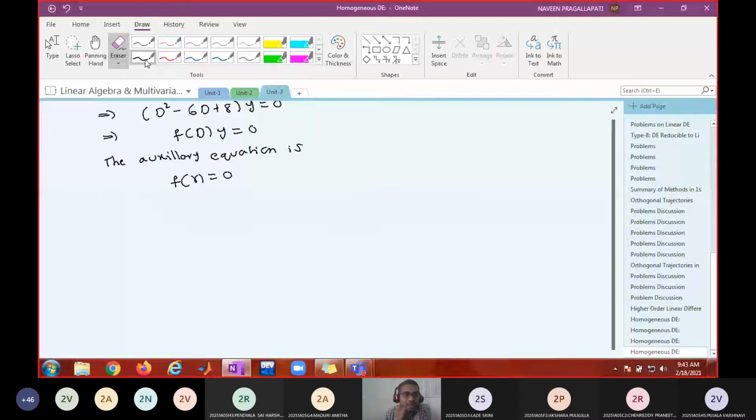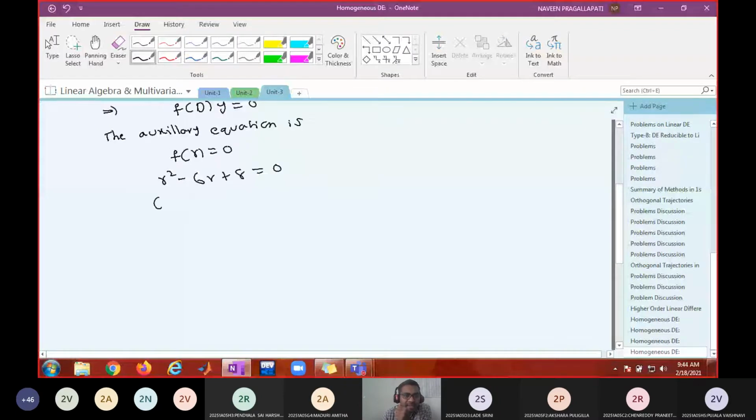Now what is your equation? r square minus 6r plus 8 equal to 0. And you know how to find out the roots? You factorize. So what is the factorization? (r minus 4) into (r minus 2) equal to 0. Always write the values in the increasing order of magnitude. So r equal to 2 and 4.